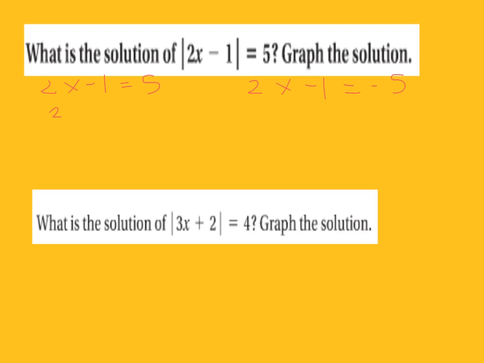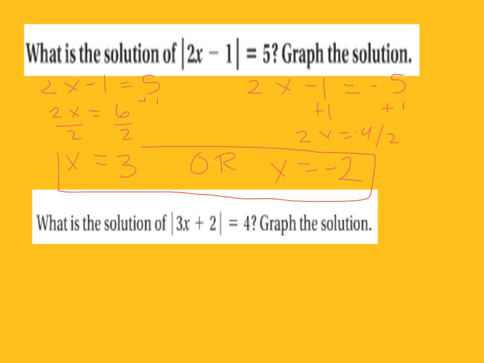So when I'm solving these, the process is still the same. I'm still going to be adding 1 to both sides on the left-hand side, and I would get x is equal to 3. Or I would still add 1 to get 2x is equal to -4. Divide by 2, I get x is equal to -2. So these are my two answers that I could have for x.